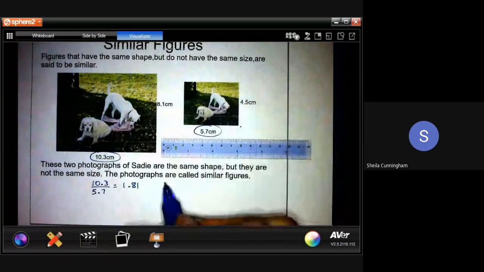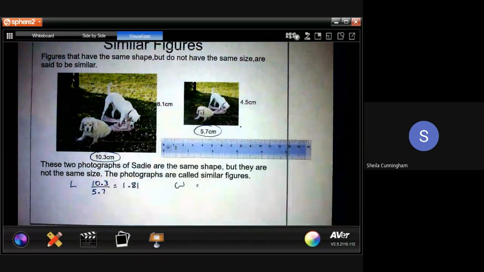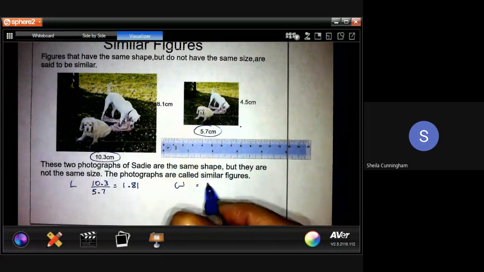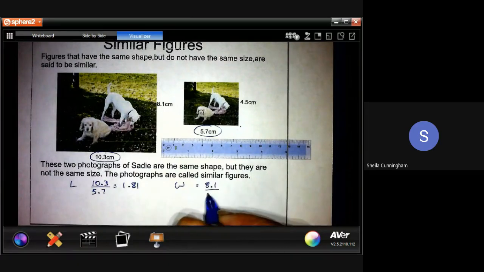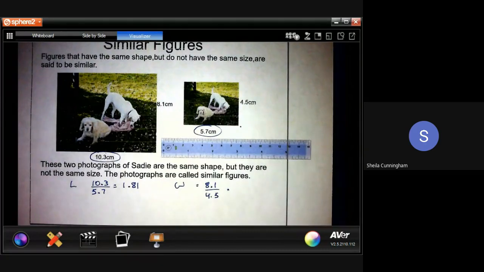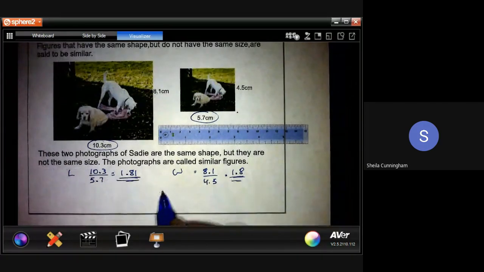Now, if I do the same thing with the width, because this was length, now if I do width, here I'm starting with the same. Since I started in this larger picture with the length, I'm going to do the same with the width. So if I take big one to the small one, and those corresponding, so I'm doing width to width, and I divide this out, so 8.1 divided by 4.5, I get a ratio of 1.8. So because these ratios are identical, these two pictures are what we call similar.